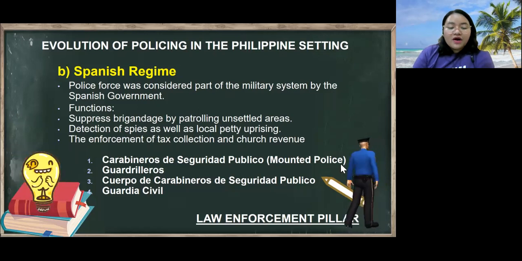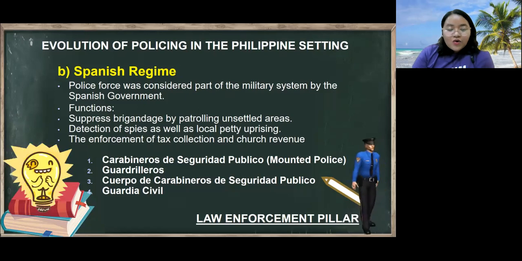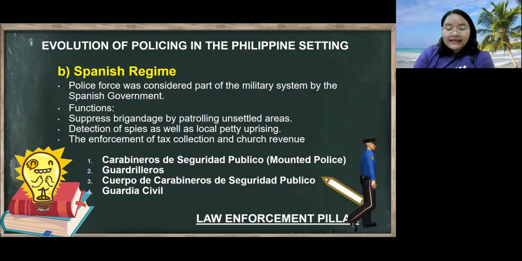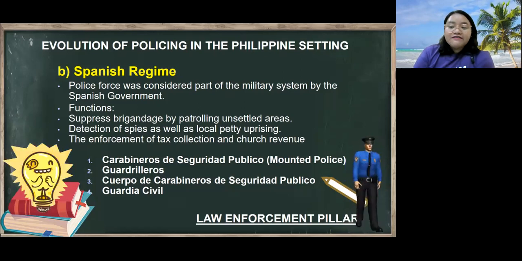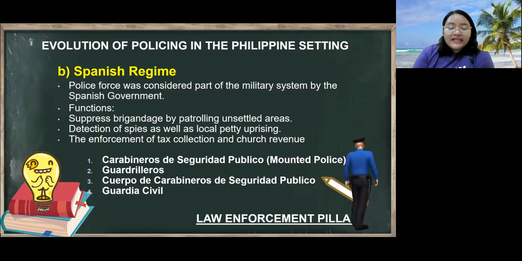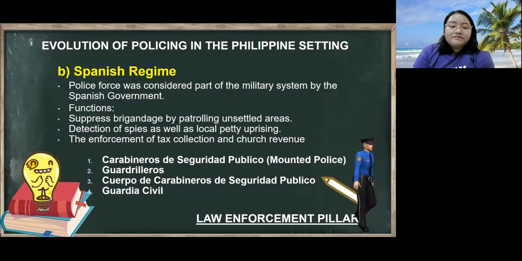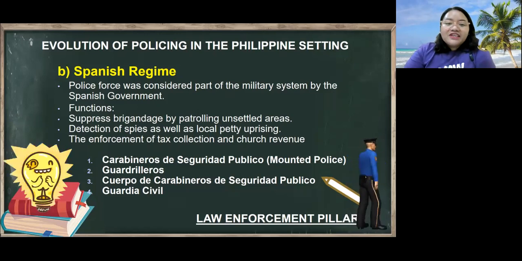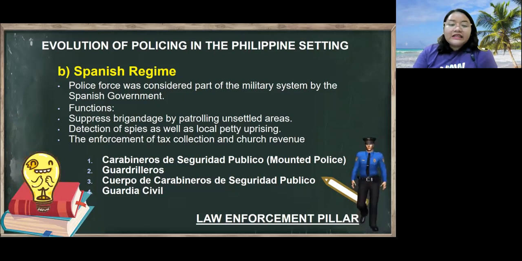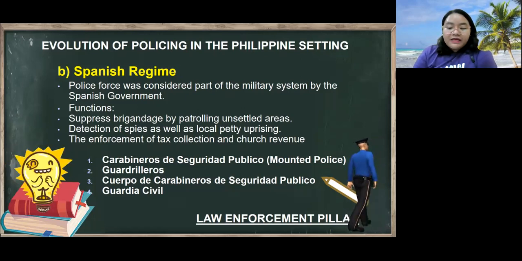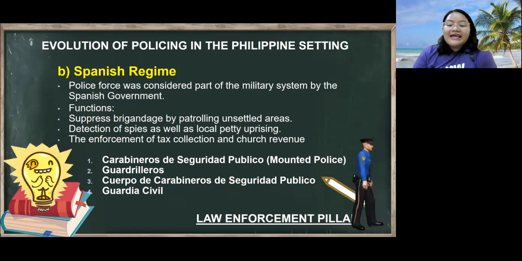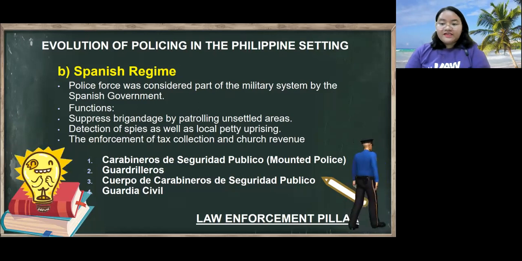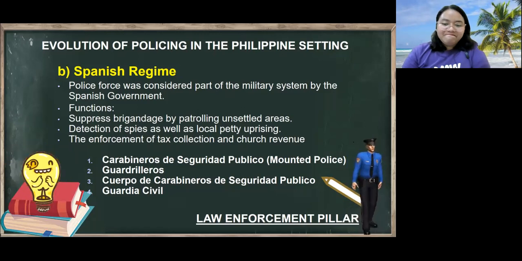Right after that was the Guardia Civil. Guardia Civil was a police organization created by virtue of a royal decree on February 12, 1852, to be exact. This Guardia Civil relieved the Spanish peninsular troops, and it consisted of Filipino policemen organized originally in each provincial capital of the central provinces of Luzon.